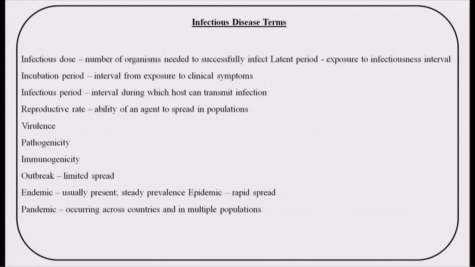If you see the infectious disease terminologies here, the infectious dose is the number of organisms needed to successfully infect. The latent period is the exposure to infectiousness interval. Infectious dose is the dose of the viruses which can cause clinical signs and symptoms, and incubation period is the interval from exposure to the clinical symptoms, the time interval between the exposure of the person and the first appearance of the signs and symptoms. Infectious period is the interval during which the host can transmit infections.